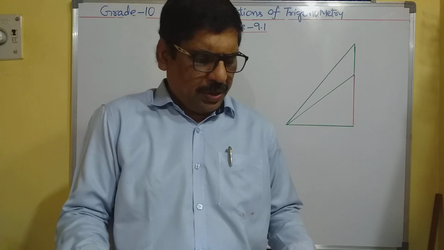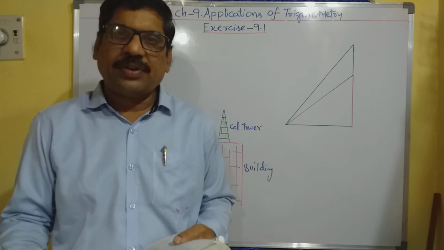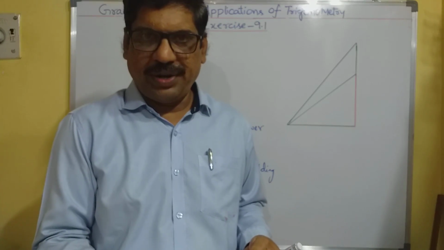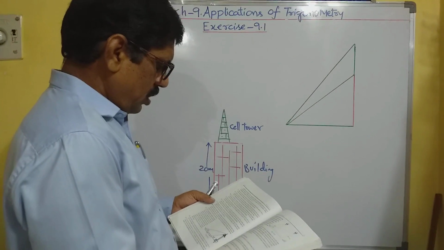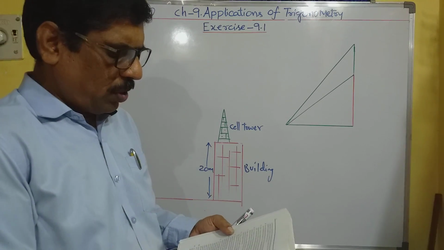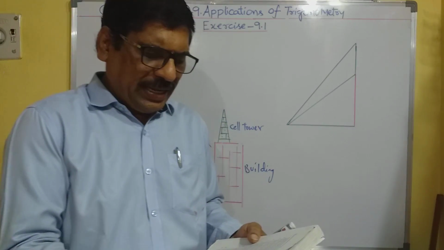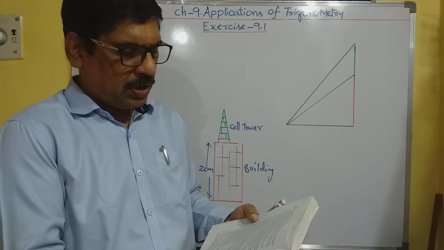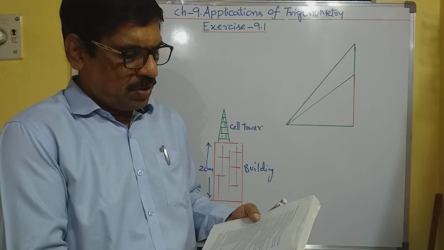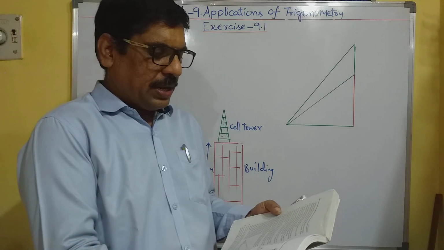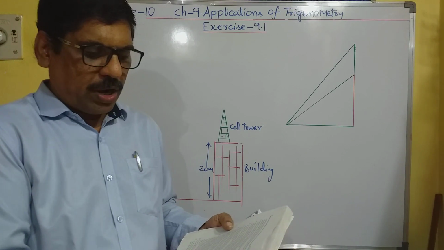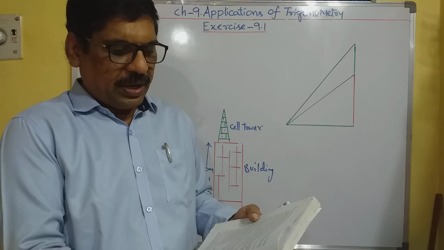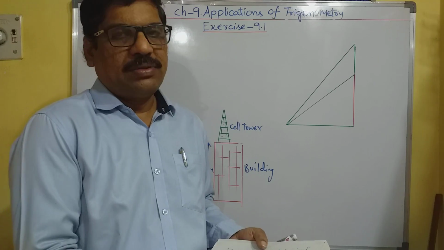Today we are going to continue the problems from exercise 9.1 of the chapter Applications of Trigonometry. Okay, we are at the seventh problem. From a point on the ground, the angles of elevation of the bottom and the top of a transmission tower fixed at the top of a building, 20 meters high, are 45 degrees and 60 degrees respectively. Find the height of the tower.